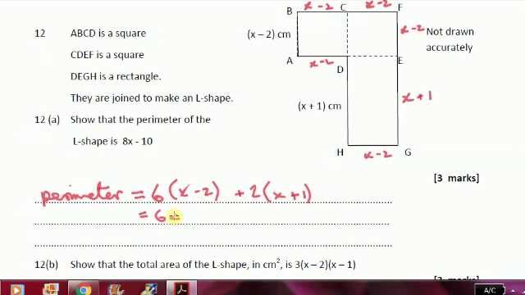Now we expand the brackets and we get 6x minus 12 plus 2x plus 2. Collect my like terms. 6x plus 2x is 8x, minus 12 and plus 2 is minus 10. And looking at what I was asked to show, it's the same expression.